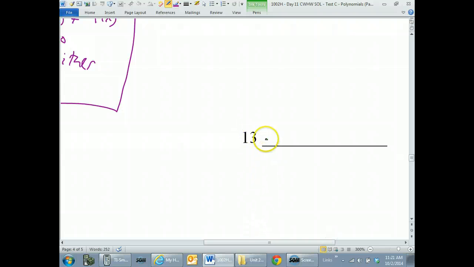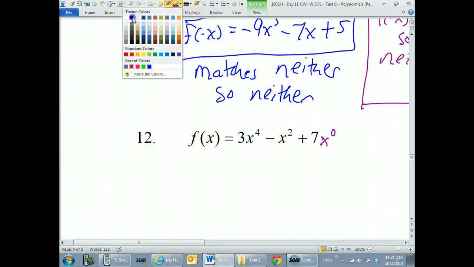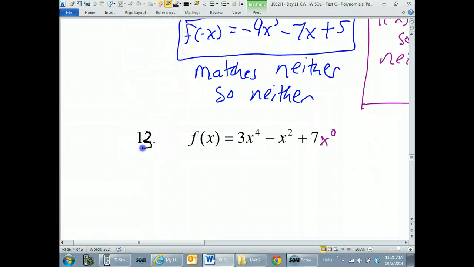Why does it say 13? Because it's number 13. It is number 13? There's a typo on that one. This one's a typo. It's number 13. Okay, so let's make that number 13.